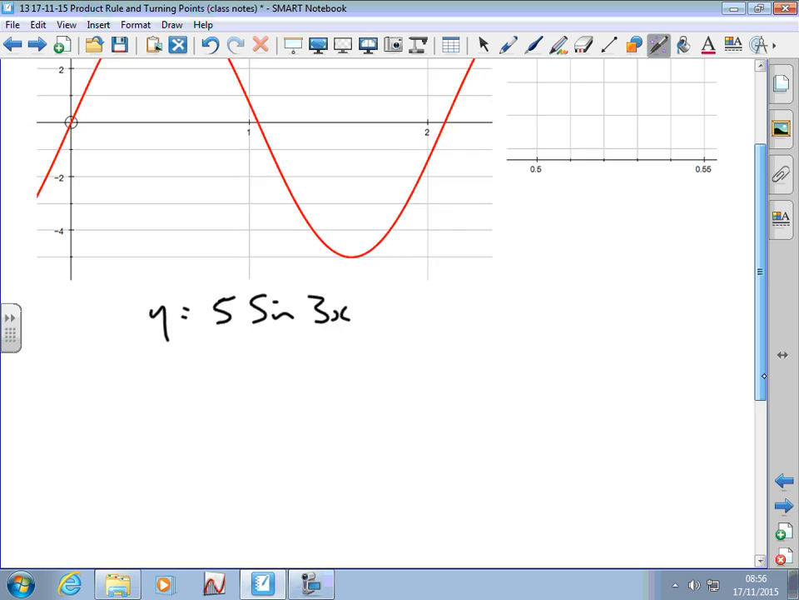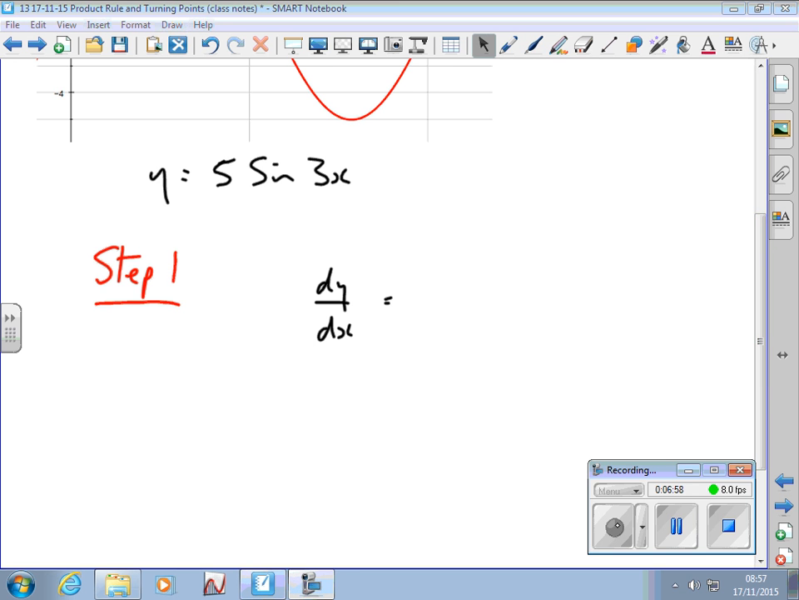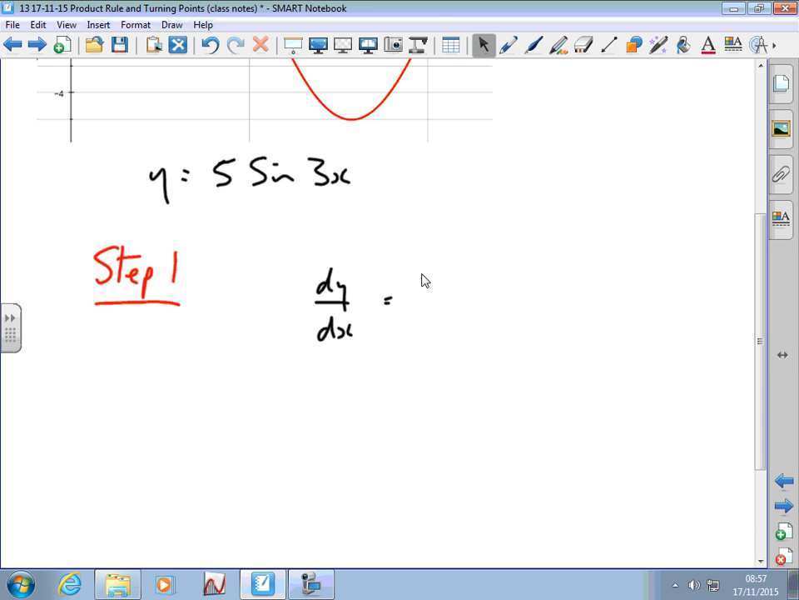So, y equals 5 sine 3x is our function. Step 1: differentiate it. Done that already, so write down the differential. Let's use the notation dy by dx equals, and then just write down for me what that differential is. Hopefully you got 15 cos 3x.